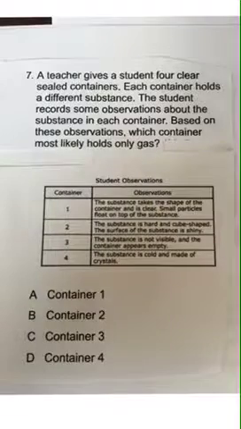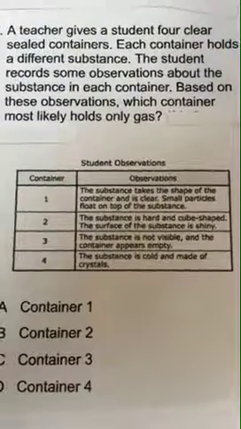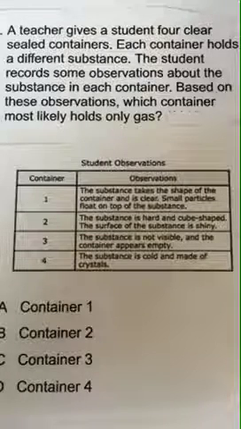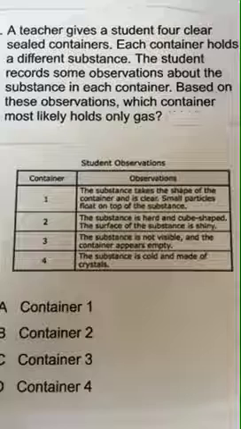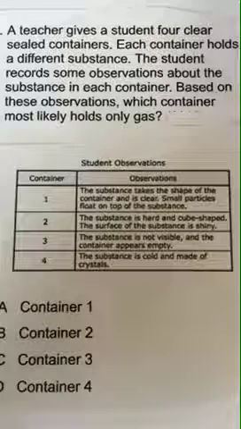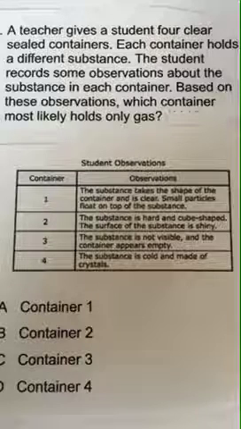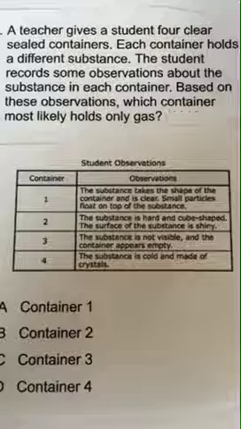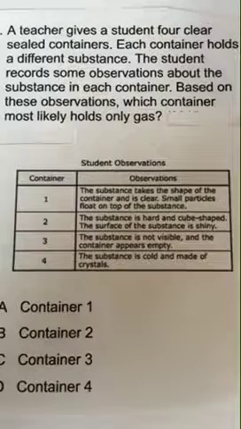Container 1. The substance takes the shape of the container and is clear. Small particles float on top of the substance. Container 2, the substance is hard and cube-shaped. The surface of the substance is shiny. Container 3, the substance is not visible and the container appears empty. Container 4, the substance is cold and made of crystals.